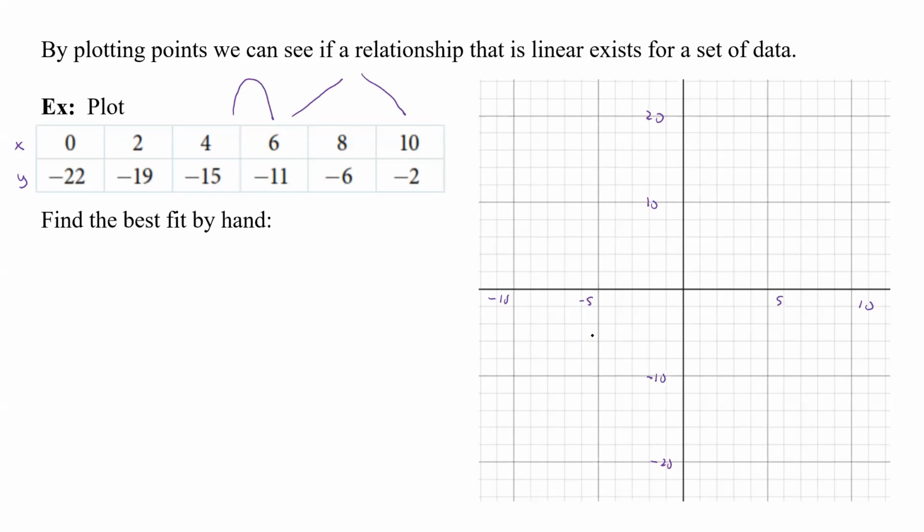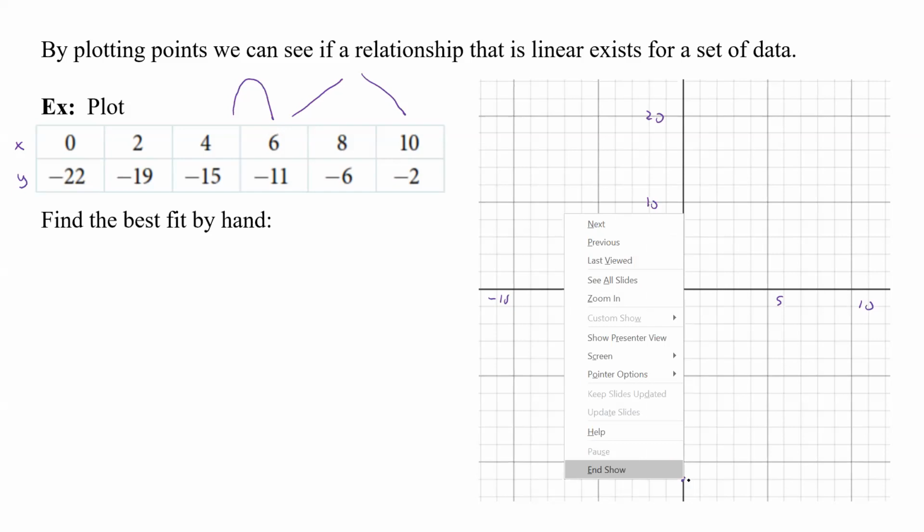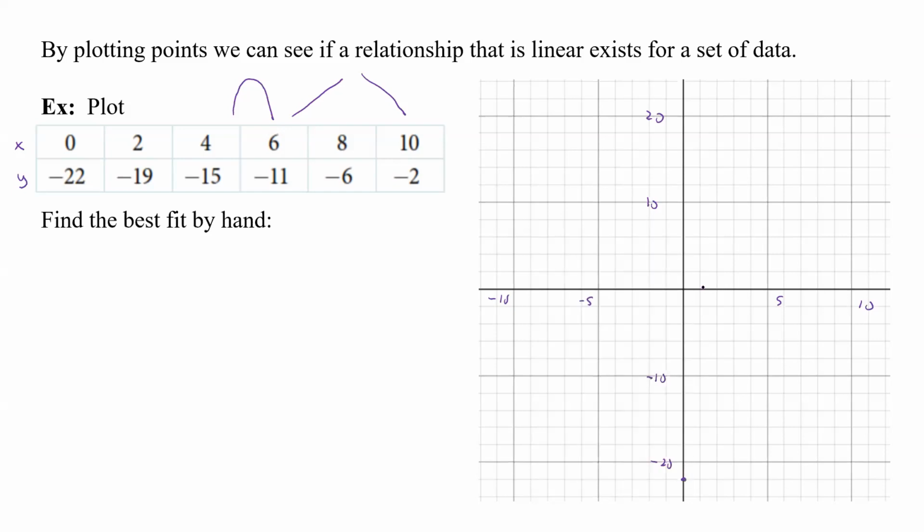And so if we do that, 0, negative 22, that would be about right here. And then we have 2, negative 19, and so that would be about there. And we have 4, negative 15, and so that would be in the vicinity of this. Well, and we have 6, negative 11, and so that would be in the vicinity of this.